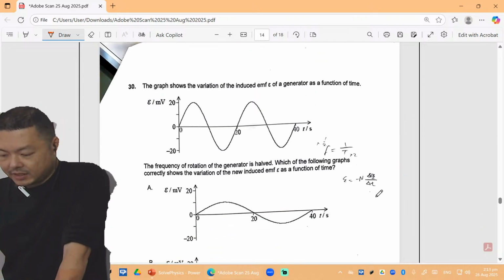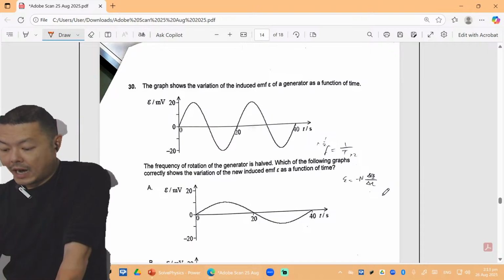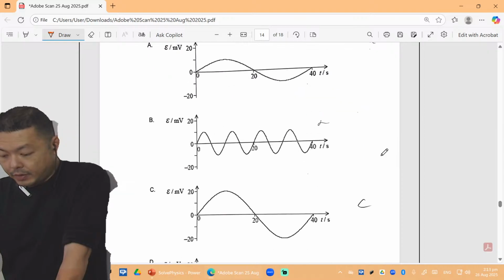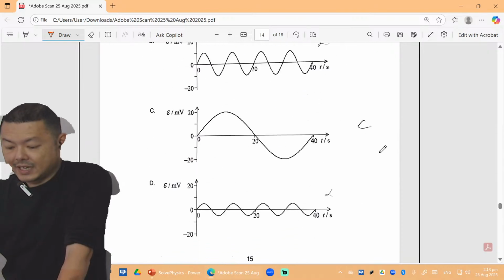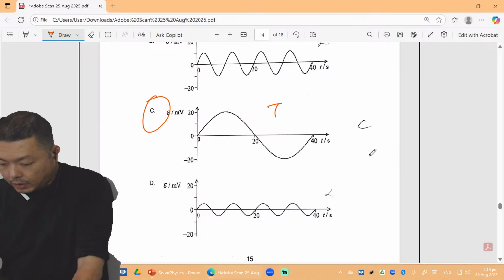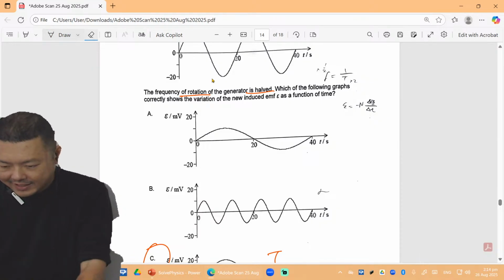Next one, 30. Induced EMF. You halve the rotation. If you halve the rotation, the peak EMF would also halve. So C is your answer. This one is just straightforward. Right. Now what? Oh no, sorry, I read it wrongly. All right, A is your answer.